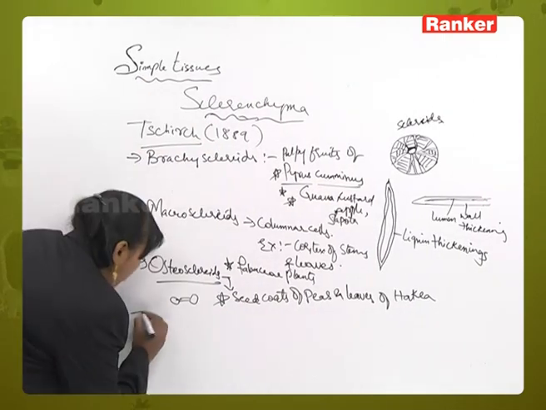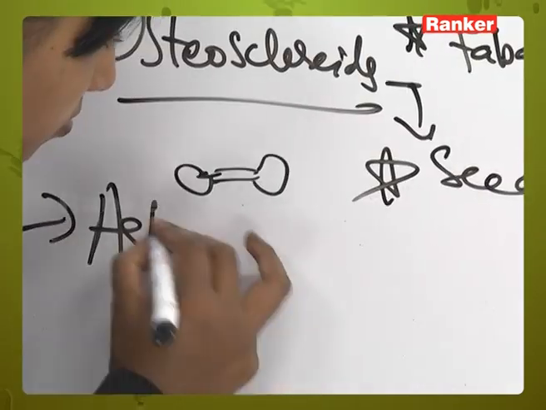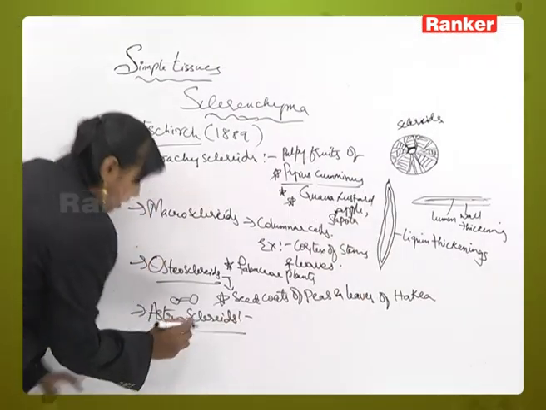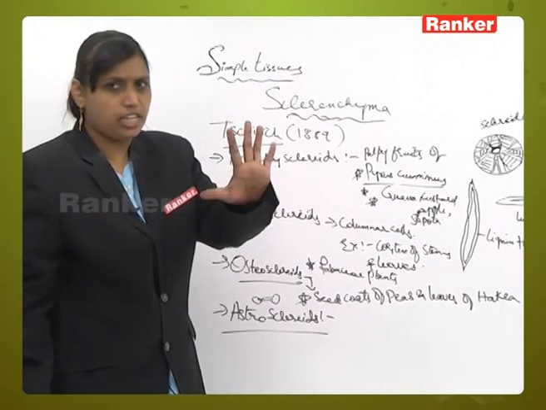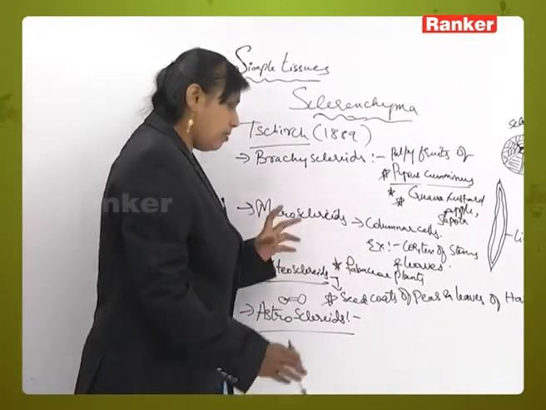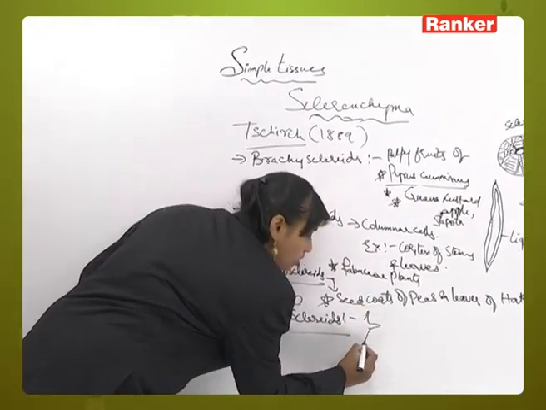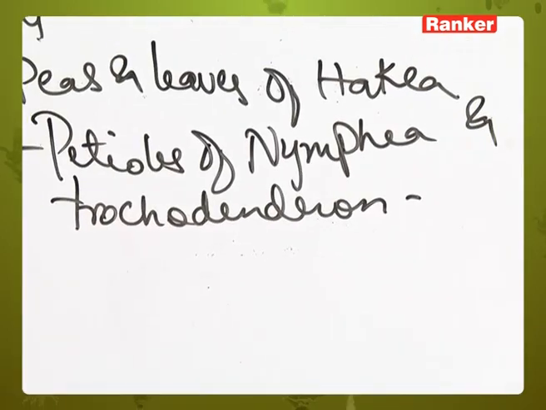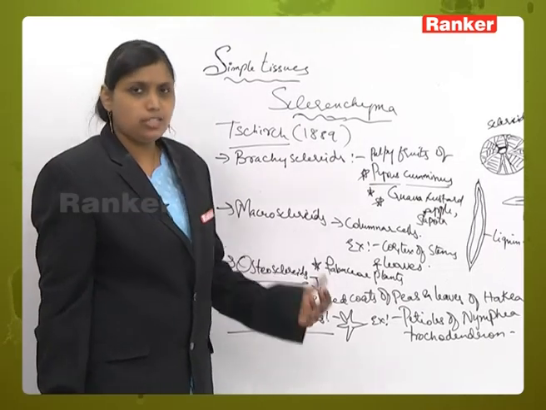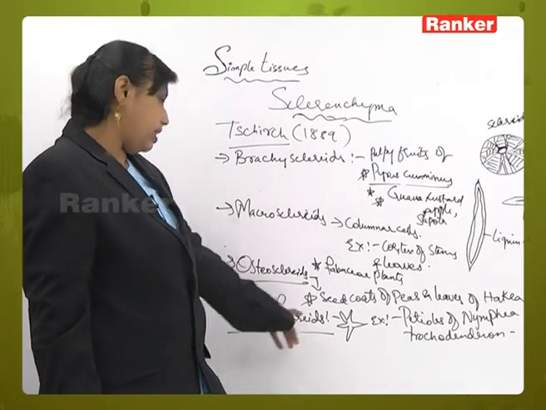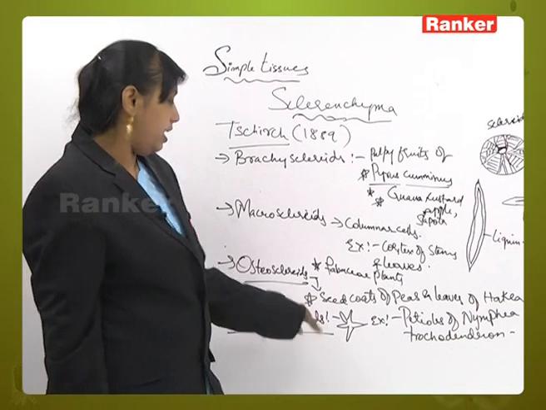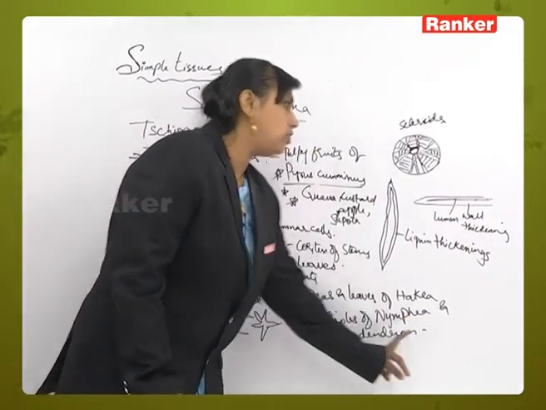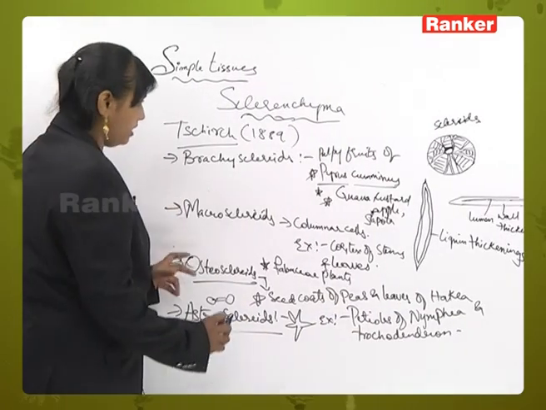hake. Another one is Astrosclerides. As the name indicates, astro means star shaped. If the sclerides are in the form of a star shape, then those are called Astrosclerides. These are normally seen in the petioles of Nymphaea and Trochodendron. Okay. Next one is Trichosclerides.